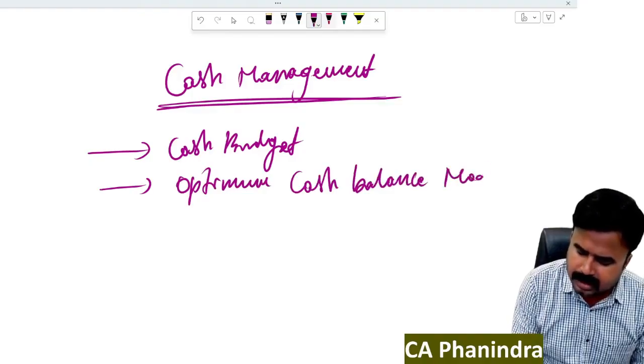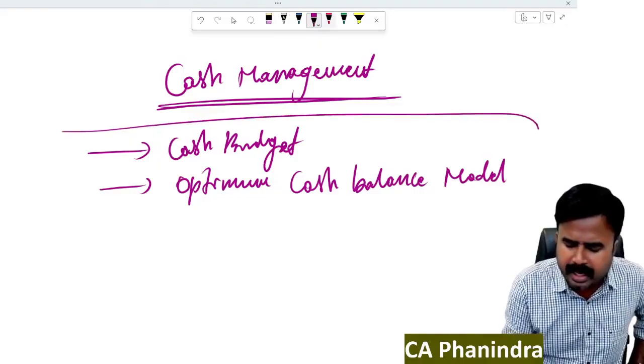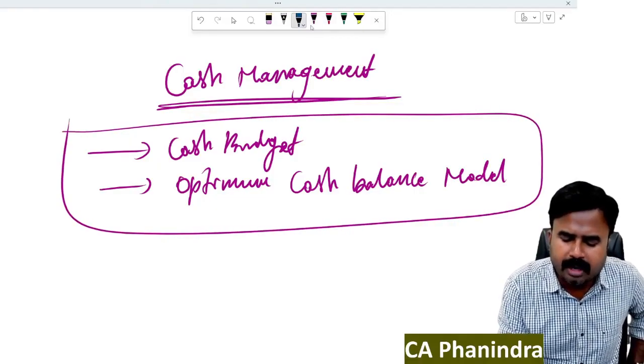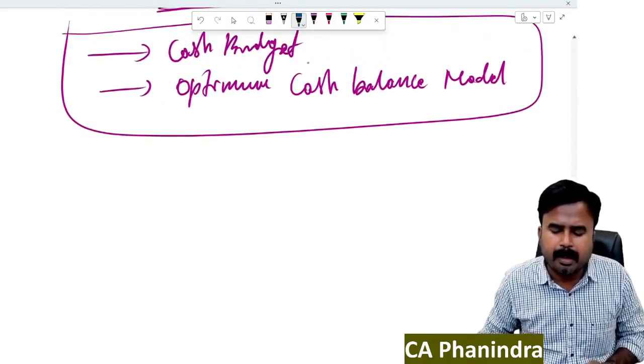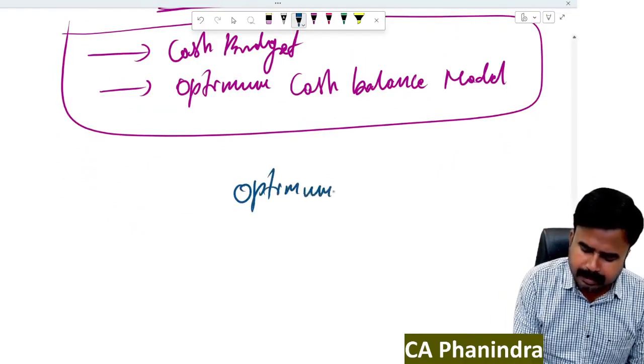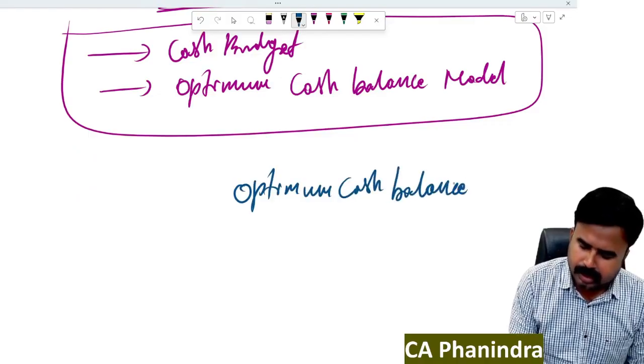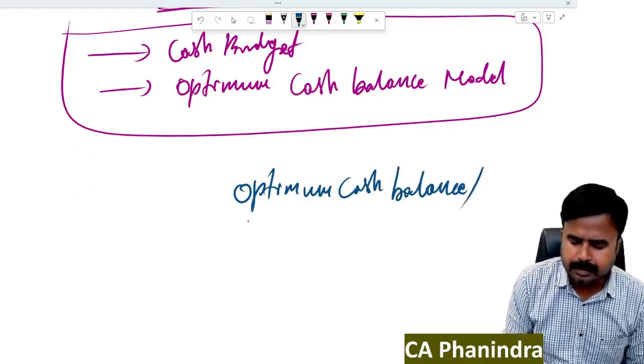Optimum cash balance models. How much cash I should maintain? These are the two important areas I need to understand. Let me go ahead with the second area, called optimum cash balance models, also known as cash management models.